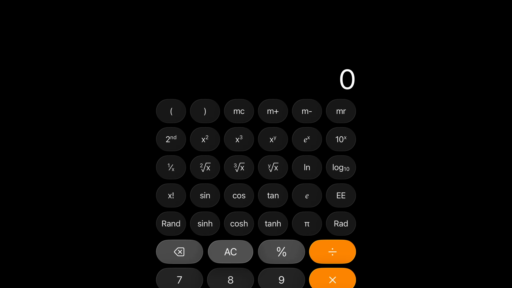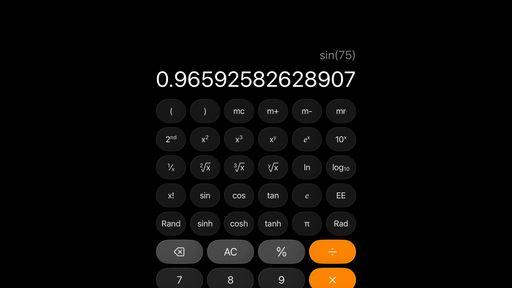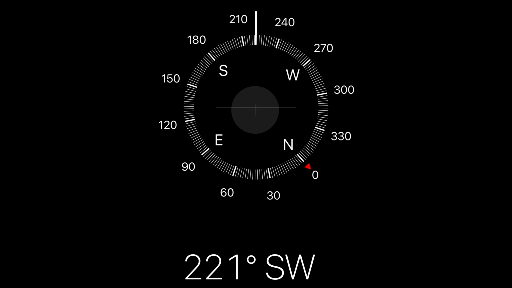Next we're going to go to our sine. We're going to type in our 75 degree angle, and that's going to get us 96% of our value that we have to calculate for the wind. But at 96, I'm going to round that up and just say that's a full value wind.